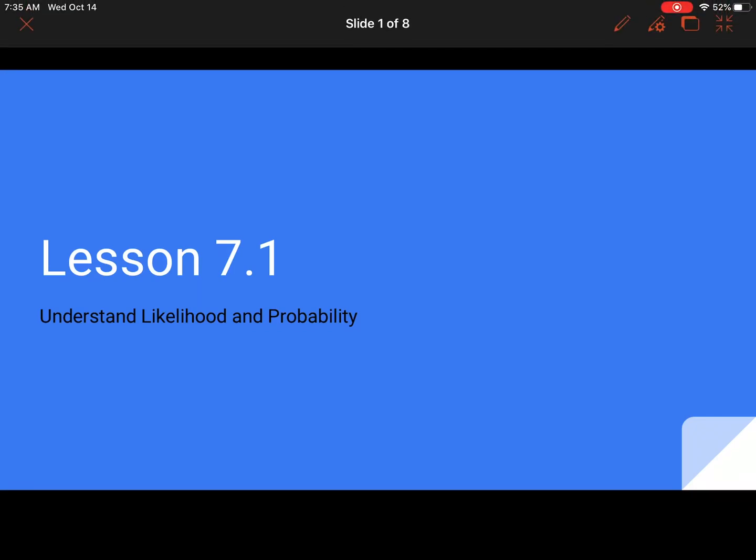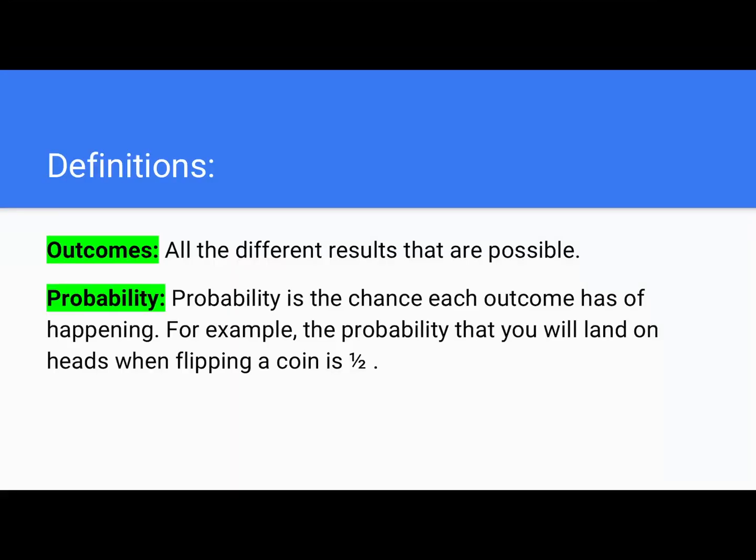Hi team, today we're going over lesson 7.1, understanding likelihood and probability. So to start off, we've got some definitions here. Our first definition is the outcome. The outcome is all the different results that are possible in our experiment. The probability is the chance each outcome has of happening.